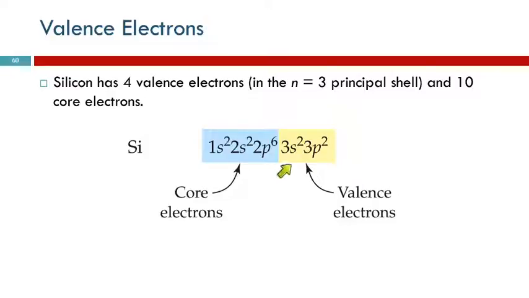There are 2 electrons in the s room and 2 electrons in the p room. So 2 plus 2, there are 4 valence electrons. All the other electrons are core electrons. So this one has 10 core electrons and 4 valence electrons. Any questions?